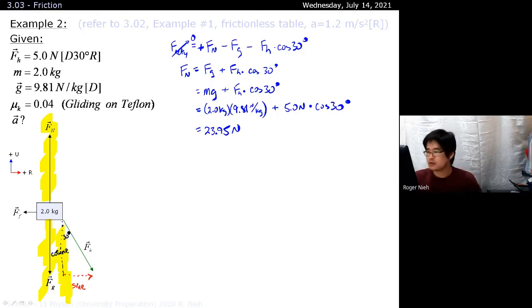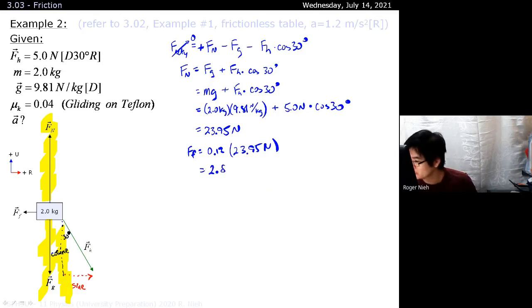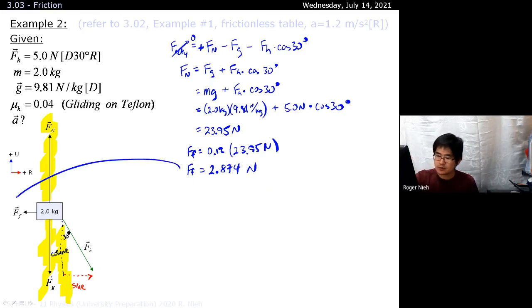Because with an increased normal force of 23.95, when we calculate our force of friction with 0.12, this answer will be higher than our previous answer. 2.87. I'll carry one extra sig fig because I've been keeping it in my calculator. So we know that our force of friction is 2.8 newtons towards the left. Now we can move on into the x dimension.